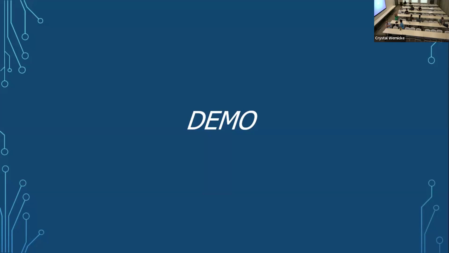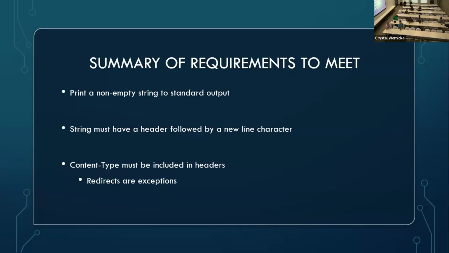Or have a header. So you can make as many print statements as you want, and those are all going to be your headers up until your first newline character, which is going to be the end of your header section. Any print statements after that are going to be part of your body. And in the header, content type must always be included, unless you're working with redirects, then you have other requirements to meet. But in most cases, like 200 and 400 response codes, you have to use content type.